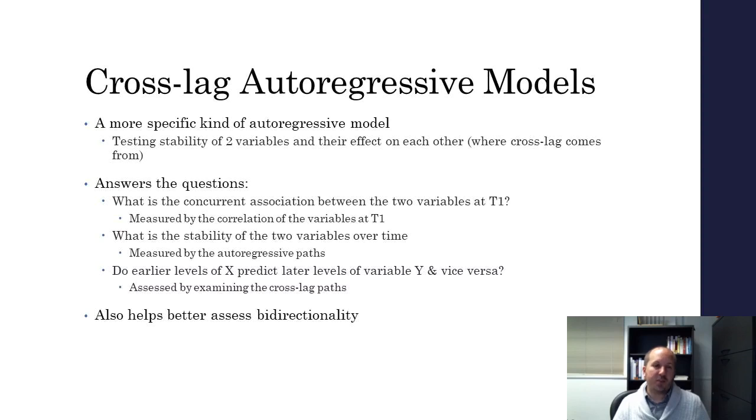This helps us to answer questions like, what is the concurrent association between the two variables at time 1? What is the stability of the two variables over time? And do earlier levels of one variable predict later levels of another variable, and vice versa? So in other words, one reason that cross-lag autoregressive models are so helpful is they help us get at bidirectional causality, because we're looking at the impact of each variable on each other across time.